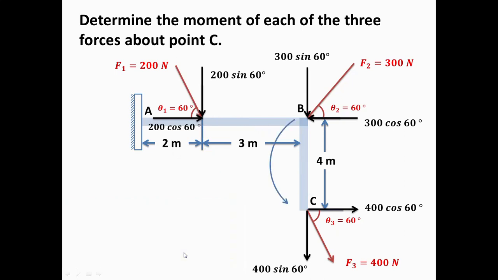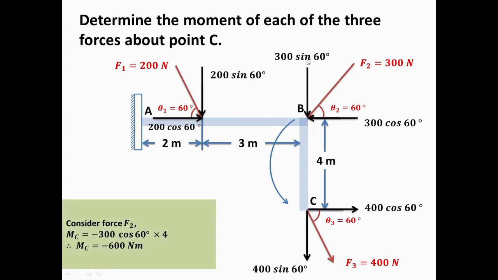Similarly, we'll consider the force F2. Here the line of action of this 300 sin 60 already passes through point C, and therefore it will not have any moment about point C. For this 300 cos 60, which is horizontal, the perpendicular distance, the vertical distance, is 4 meter and it will produce an anti-clockwise moment about point C. So it is minus 300 cos 60 multiplied by 4, so it is minus 600 Newton meter.